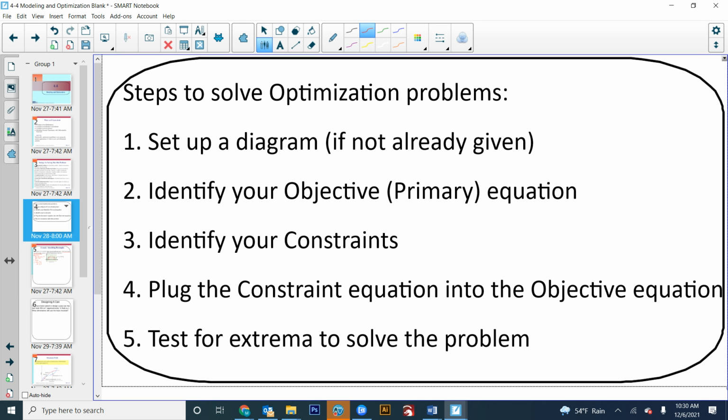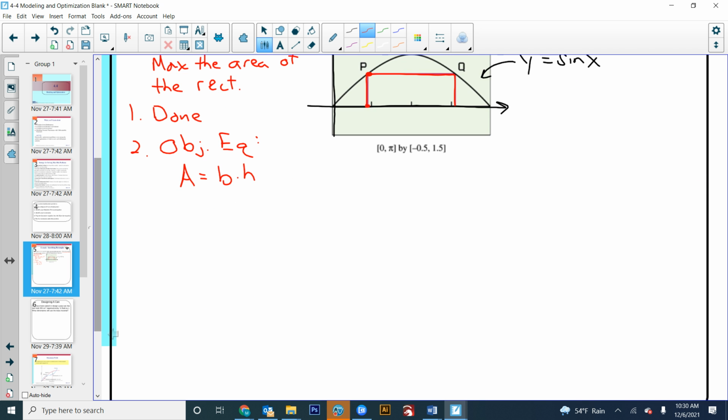Okay, let's go to step 3. Identify your constraints. Do you agree the base and the height can't be whatever they want to be? Like, they can't go beyond certain boundaries, right? There are constraints. There are restrictions. Constraints are the base and the height.